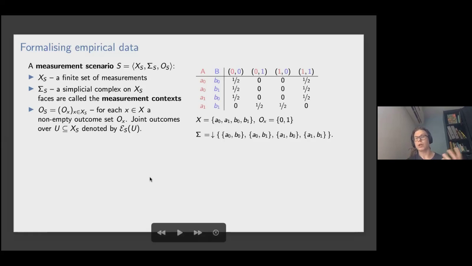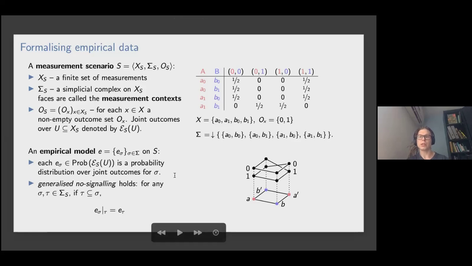So for example, a standard example of such a scenario would be the case where you have Alice and Bob. Both of them have two measurements. So Alice has measurements 0 and 1, Bob has measurements 0 and 1. And then the compatible measurements are given by saying that Alice can choose one measurement, Bob can choose one measurement, and those are always compatible. And then, of course, any subset of those.